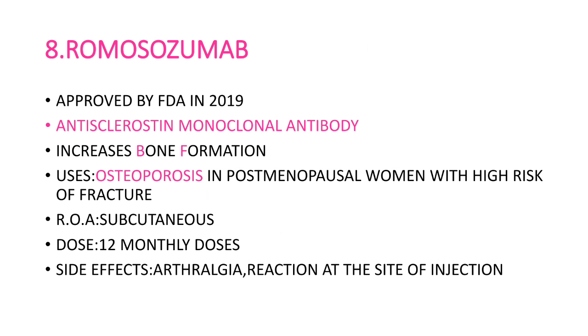And the last class of drugs is Romosozumab. It is an anti-sclerostin monoclonal antibody which increases bone formation. It is approved by FDA in 2019 as new treatment for osteoporosis in postmenopausal women who are at high risk of fracture and in whom all the other therapies have failed. The route of administration is subcutaneous, and the duration of use of this drug is limited to 12 monthly doses.